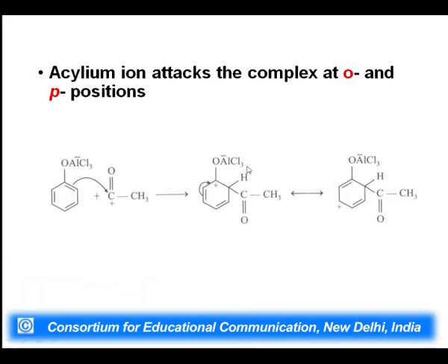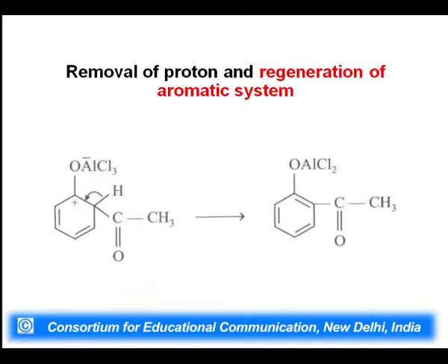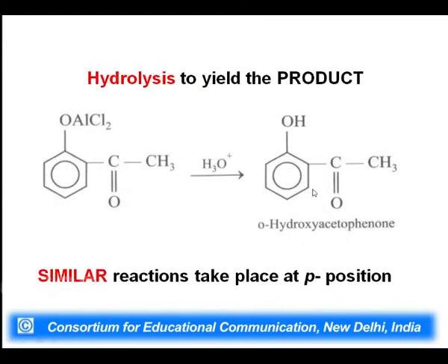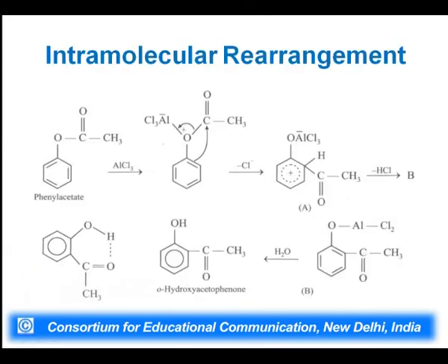Now in this step, a Cl from here and a hydrogen from here will be eliminated. First of all, this is resonance stabilized, and then in the next step this hydrogen and this Cl from here are eliminated. These electrons go back into the ring to regenerate the aromatic system, and we get this complex. This on hydrolysis will give us ortho-hydroxyacetophenone, and a similar reaction can take place at the para position also.